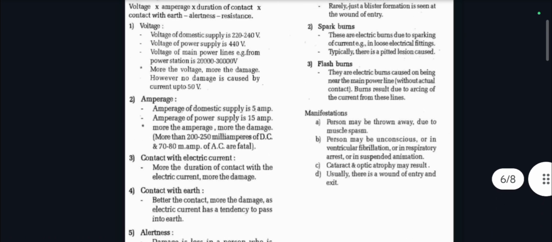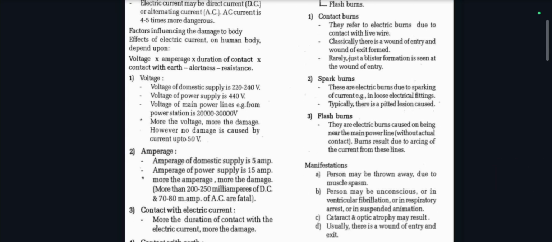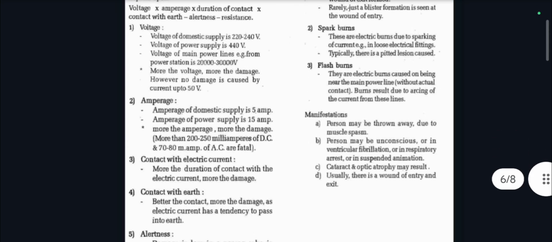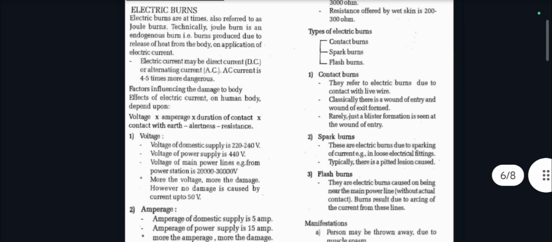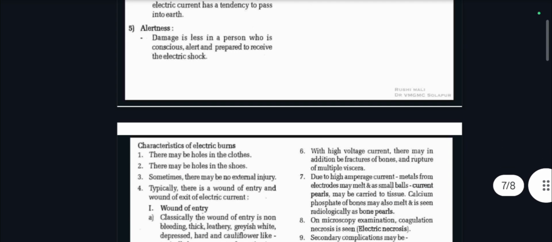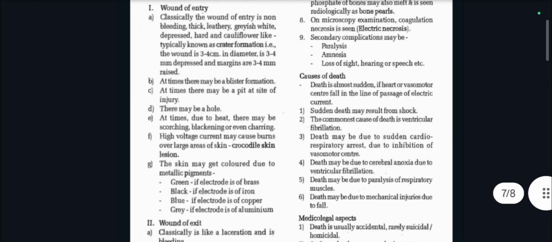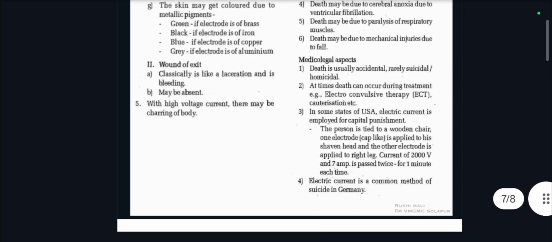So what I want you people to write is the definition of Joule burn, what are the factors: voltage, amperage, contact with electric current, contact with earth, alertness and resistance. Then types: contact, spark and flash. Then what are the manifestations and your features. Wound of entry, wound of exit. What are the causes of death and medical legal aspects. You can give examples of USA and Germany.